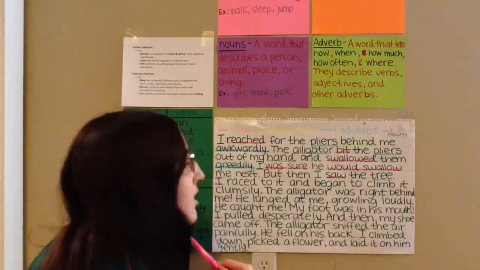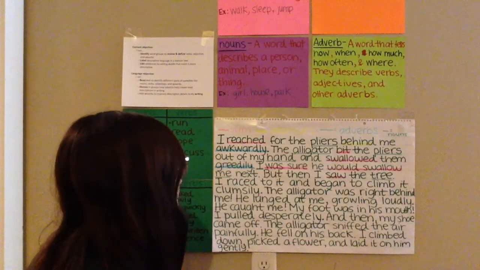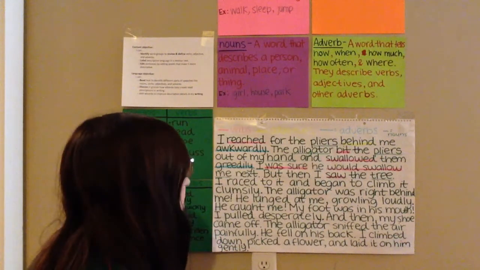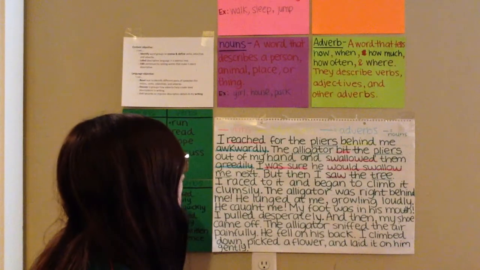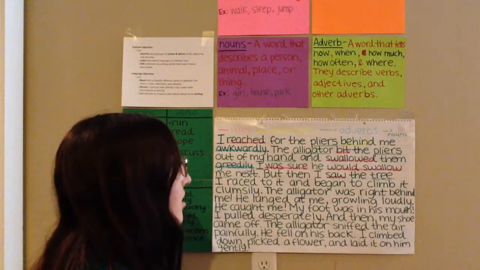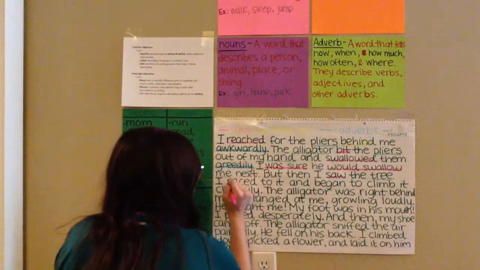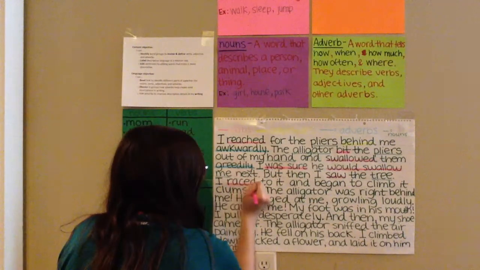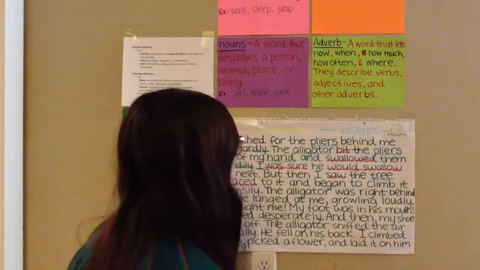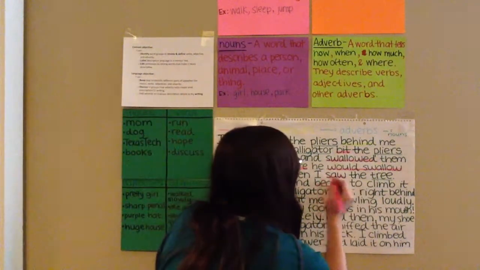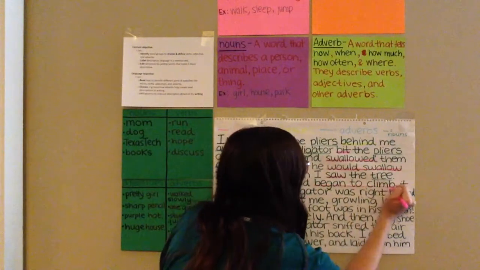Okay, so now we're going to work together on the rest of the paragraph, so we do this together. I'm going to read it, and then you're going to help me identify. I raced to it and began to climb it clumsily. Help me find the verbs in the sentence. Okay, good. Jacqueline, I heard you say raced. Raced is an action verb. Okay, I hear Matthew saying began to climb. That is also a verb phrase. Good.